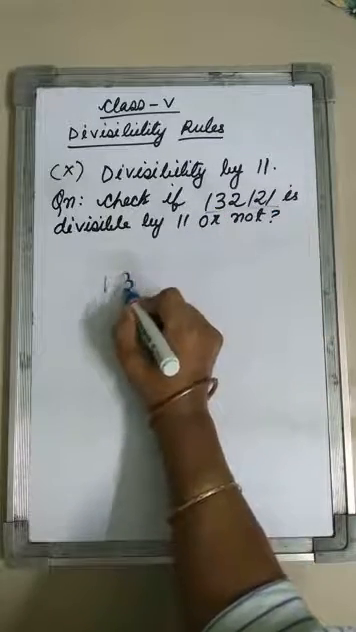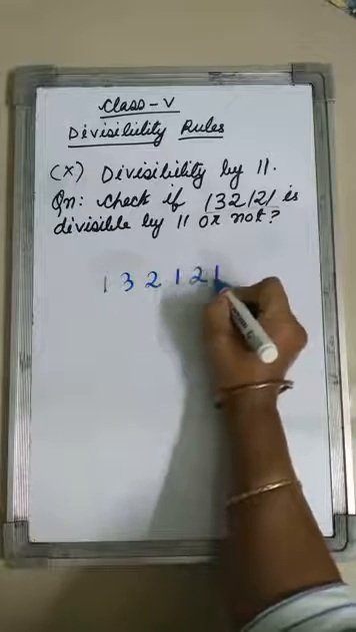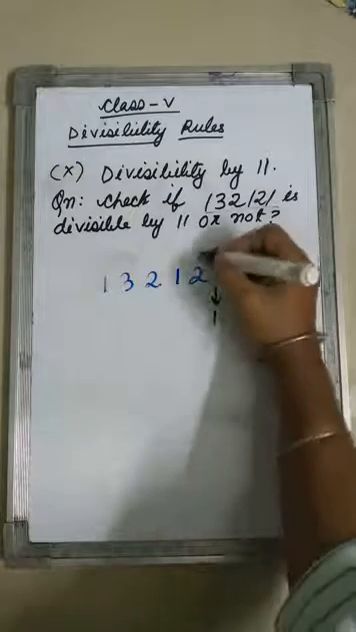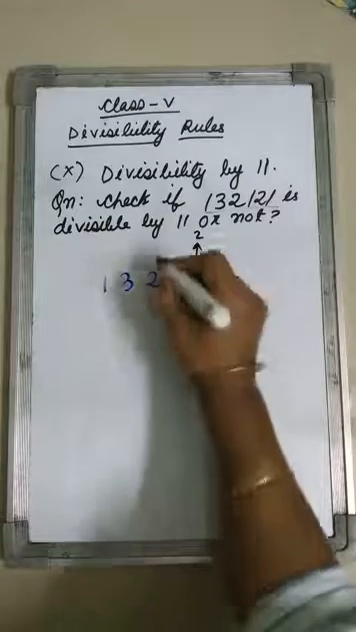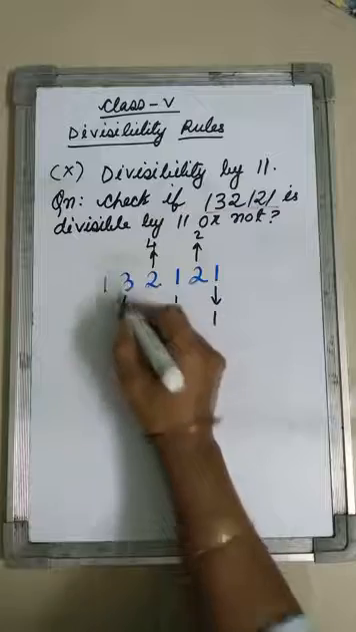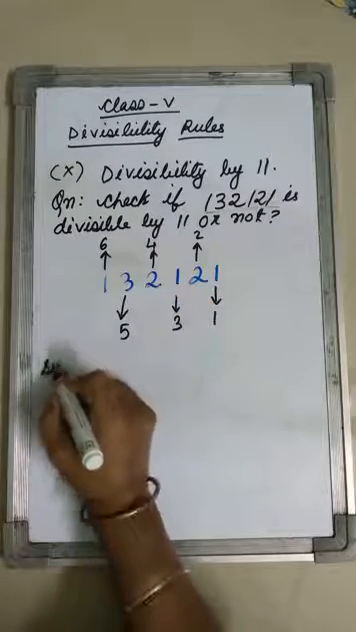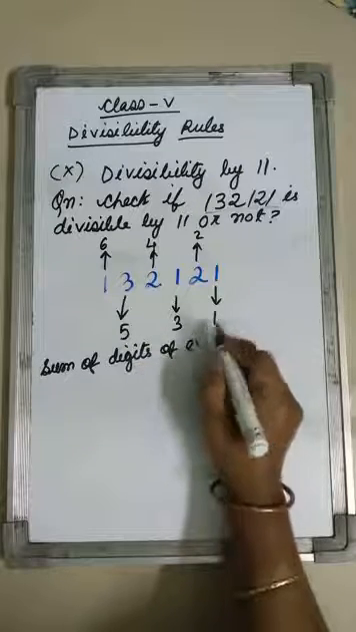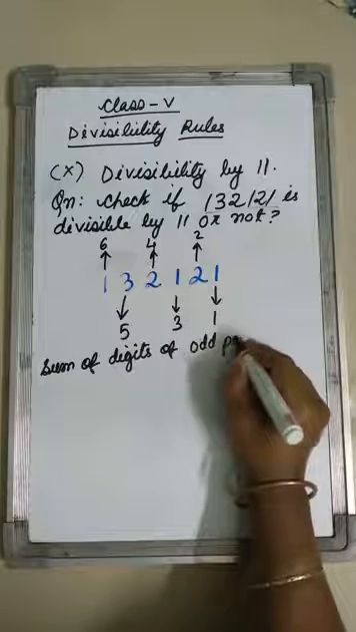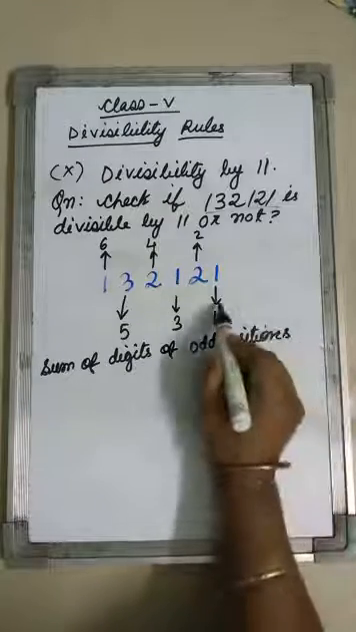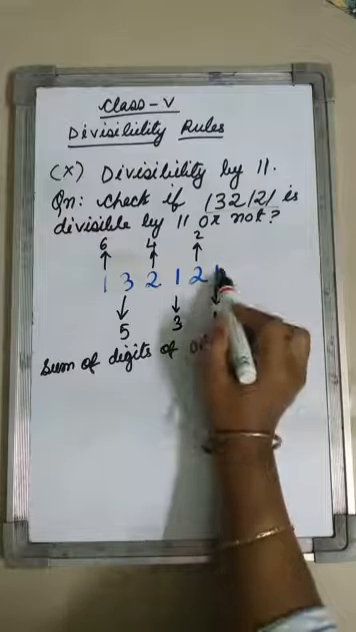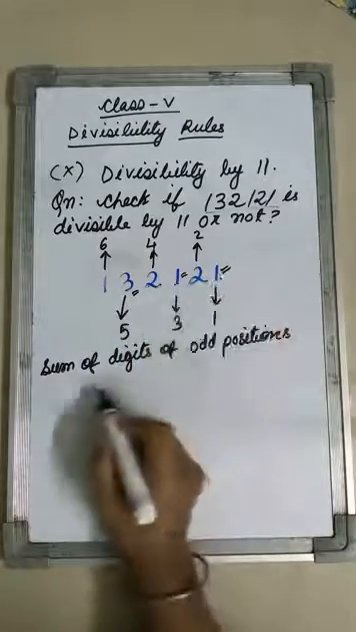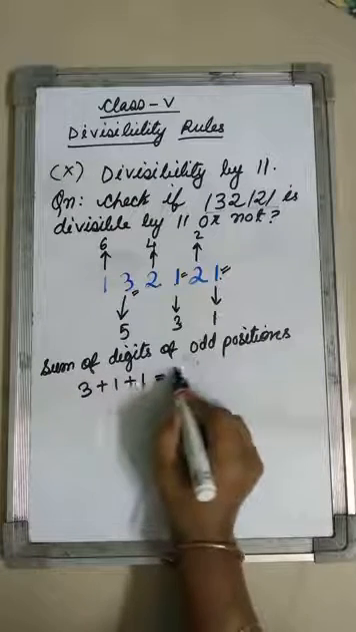So 132121. You just number the digits. This is 1, this is 2, this is 3, 4, 5, and this is 6. So sum of digits of odd positions: odd positions are 1, 3, 5. In 1st place we have 1, in 3rd place we have 1, in 5th place we have 3. So you add these 3 digits, 3 plus 1 plus 1, which is equal to 4.